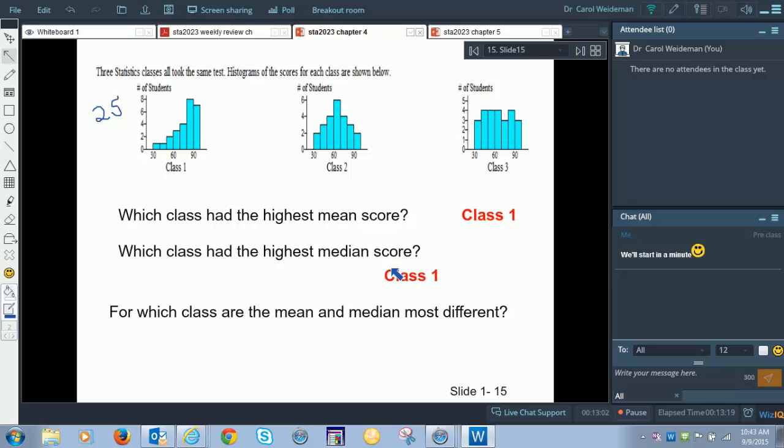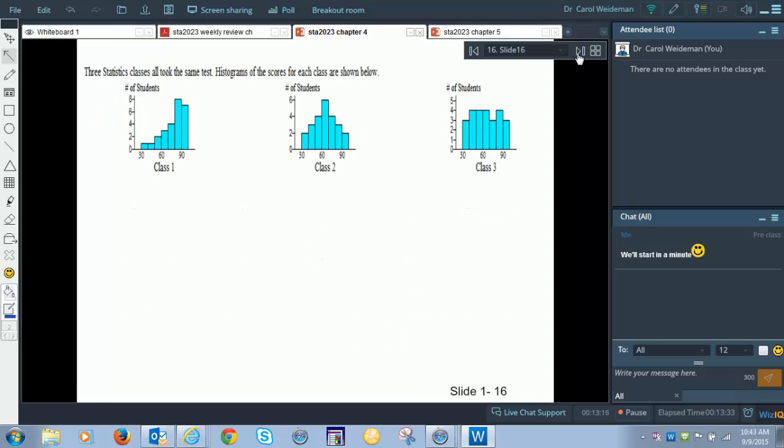For which class are the mean and the median most different? All right, let's look at class 2 again. The mean and the median are going to fall right in this middle bar here. Likewise for this class. It's actually going to be class 1 again. So even though they have the highest mean and median, they're also going to be the most different.